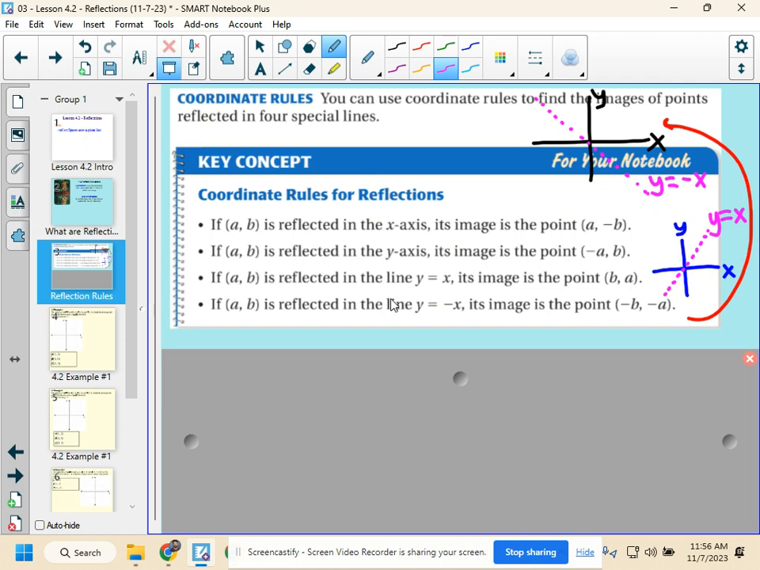If you wanted to reflect over, we'll just talk through one more. If you want to reflect over the line y equals x, what happens? The point (A, B) becomes the point (B, A). So that's an example of literally flip-flopping our x and y coordinates from the original point.